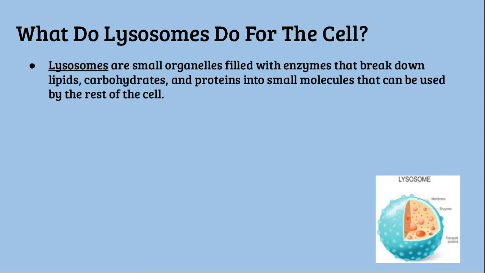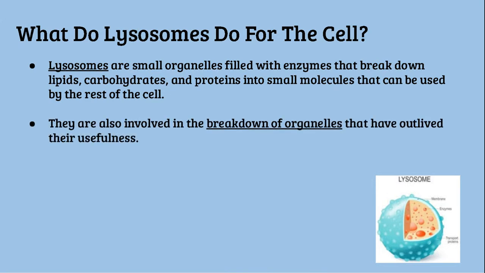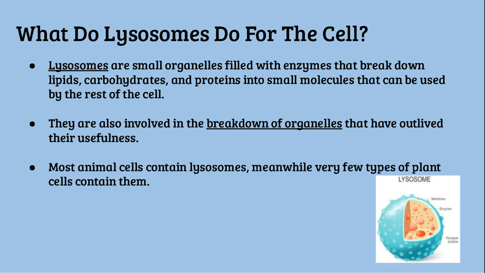So, continuing to discuss some of those organelles, one is known as the lysosome. These are small organelles that are filled with digestive enzymes that can help to break down macromolecules like lipids, carbohydrates, or proteins into their much smaller counterparts, or monomers, that then can be used by the rest of the cell. Lysosomes can also be used to break down old organelles, ones that maybe have outlived their usefulness, and so they are engulfed by the lysosome and broken down by the digestive enzymes. Most animal cells, if not all, contain lysosomes, while very few types of plant cells actually contain lysosomes. So usually we err on the side of caution: plant cells really don't have lysosomes, while animal cells do.